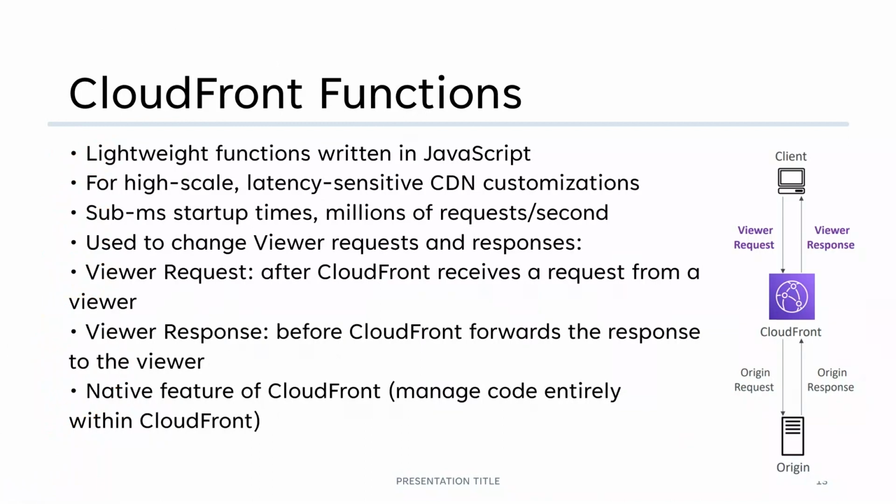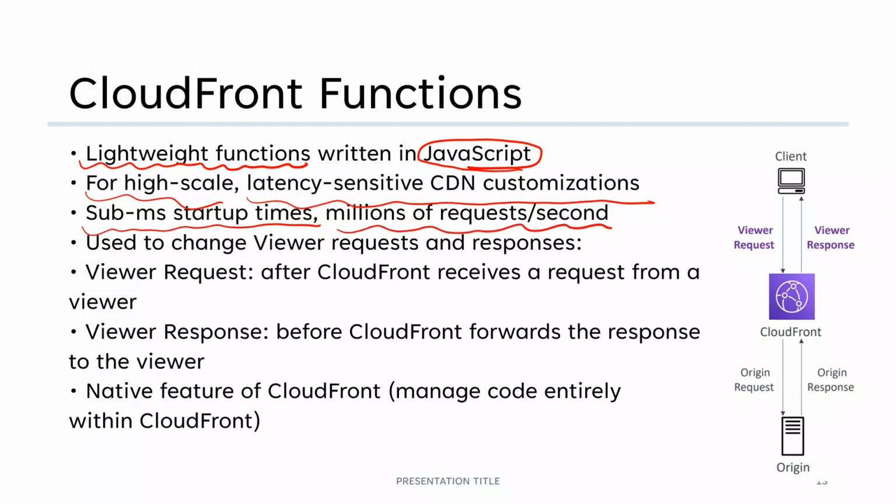Now these are lightweight functions. Remember the keyword over here: these are lightweight functions and they are only written in JavaScript. So this is an example of a CloudFront function. Let us first read all these things. It is used for high scale, latency sensitive CDN customizations. Sub-millisecond startup times, millions of requests per second it can handle. Used to change viewer requests and responses.